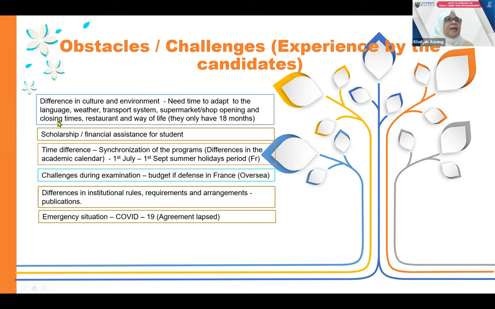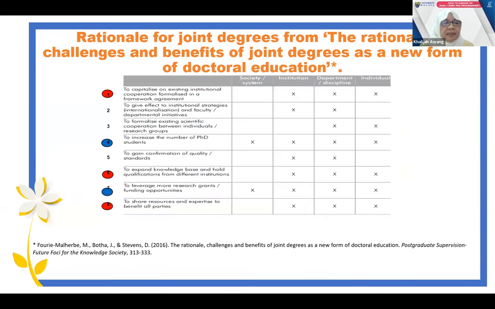Number two, financial assistance. I find that this is very important. It has to be stable. That means we must have a stable financial assistance for the student. If not, it's going to be very difficult for them, especially in Europe. Everything is very expensive. 1,000 euro is already 4,000 ringgit, 4,600 ringgit.